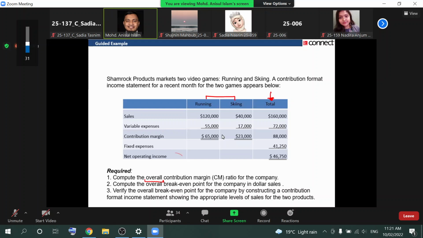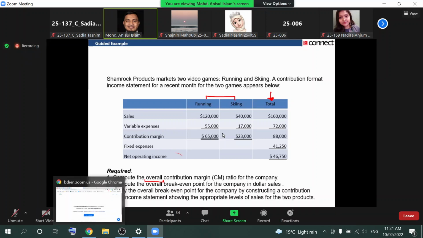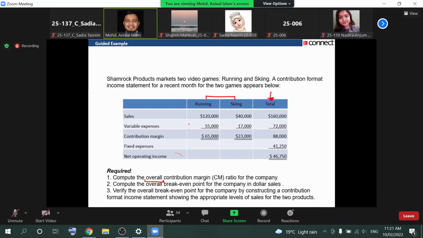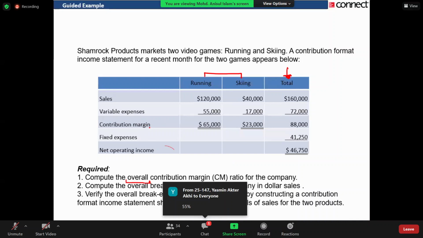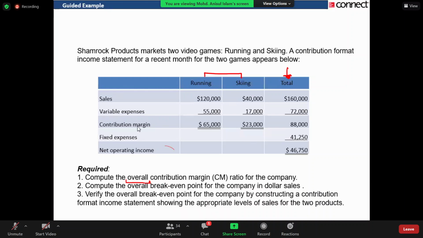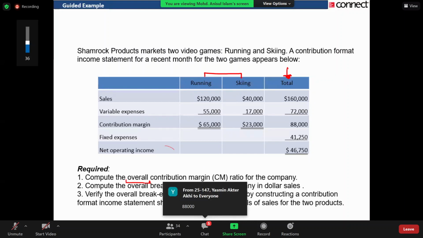Contribution margin. So from this table, how much, not percentage. I'm asking for how much. 88,000. So we need to find out the overall contribution margin first, and then we need to find out what the contribution margin ratio is.